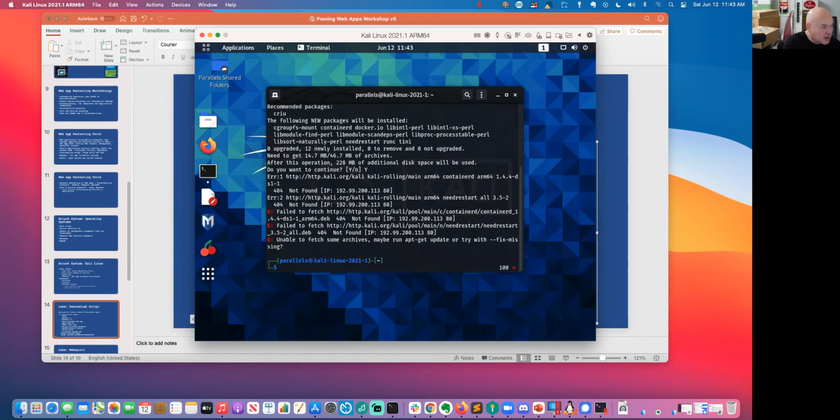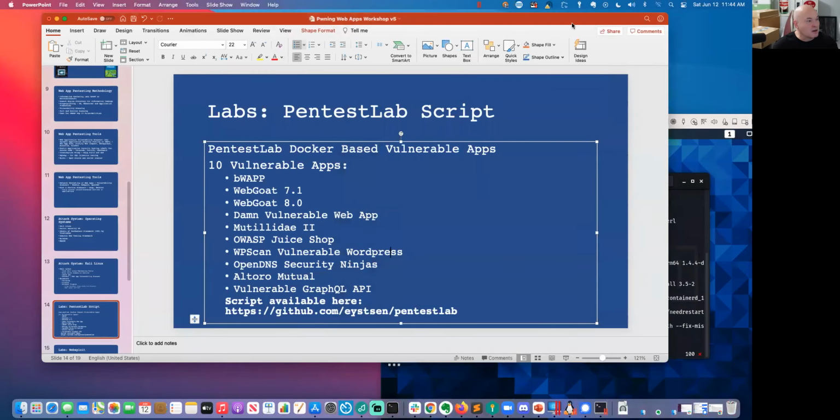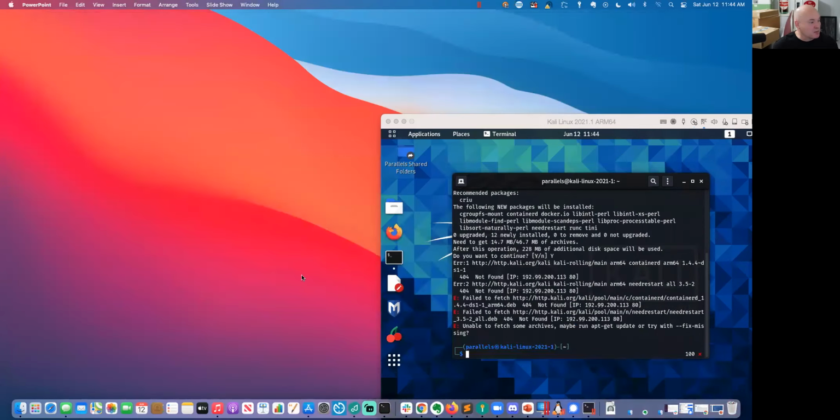Okay, for some reason it's not getting to one of the resources on there. So we're not going to mess with doing an apt-get update, because we're getting down to the end of the workshop. But basically, you install this in there. If you look at the website, they give you pretty good instructions on what to do to start it. It's pretty easy to start up and use.